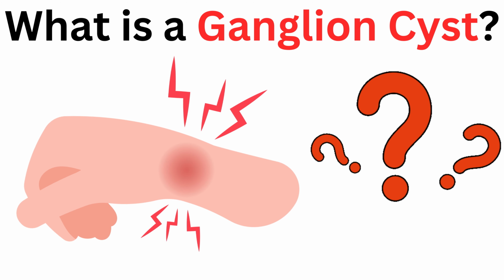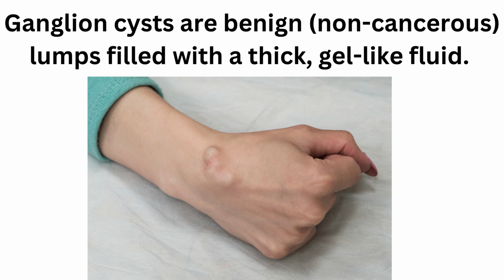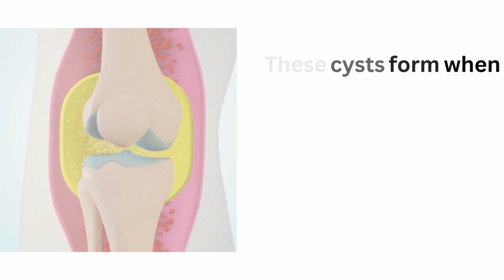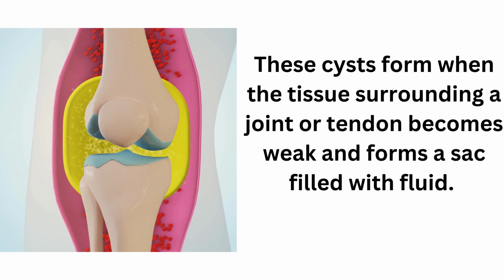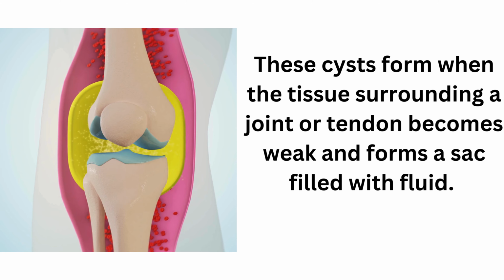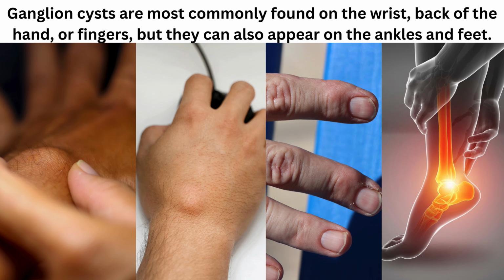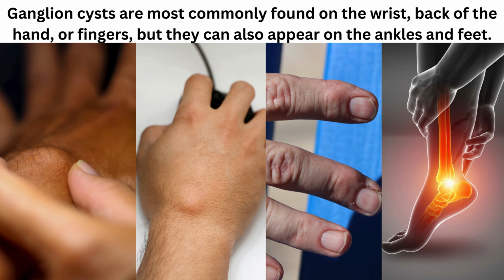What is a ganglion cyst? Ganglion cysts are benign, non-cancerous lumps filled with a thick, gel-like fluid. These cysts form when the tissue surrounding a joint or tendon becomes weak and forms a sac filled with fluid. Ganglion cysts are most commonly found on the wrists, back of the hand, or fingers, but they can also appear on the ankles and feet.